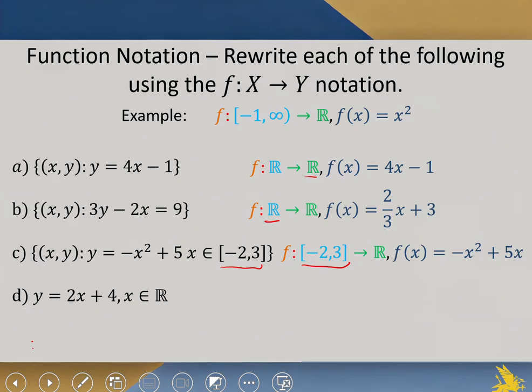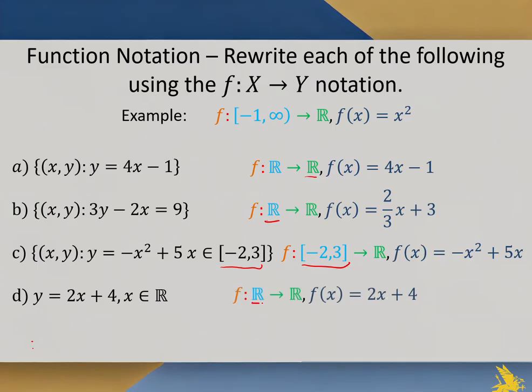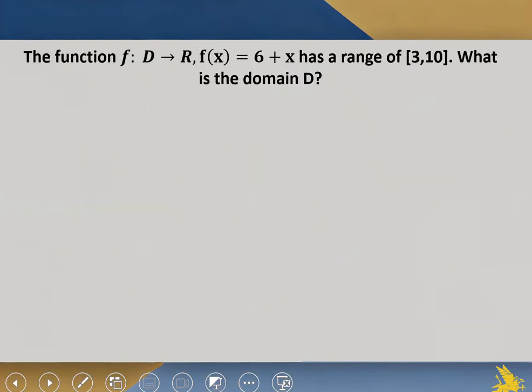Likewise, the last one, it says y equals 2x plus 4, comma x is an element of all real numbers. So it's going back to how we did at the start, where we're just saying real numbers is the domain.